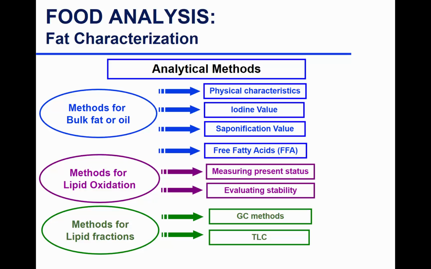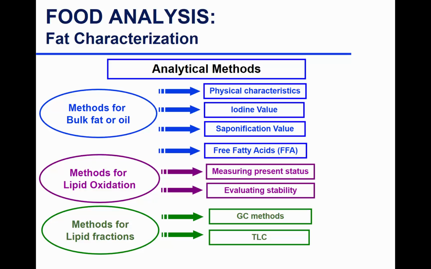So there are a lot of different analytical methods to characterize fats. You have a whole list of physical characteristics. We'll give a few examples. And then you have the iodine value, which is the degree of unsaturation. Saponification value is authentication, and you can determine the average molecular weight of the fatty acid. And free fatty acid is an indication of refining as well as an indication of hydrolytic rancidity. And these usually are done on bulk fats and oil. That means the fat and oil, not the fat and oil extracted from a food product.